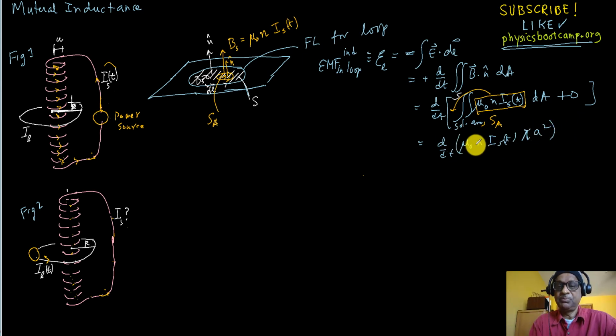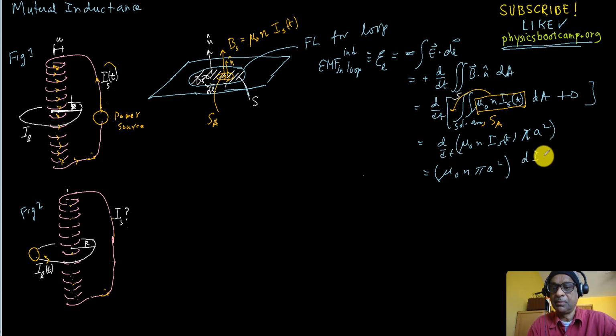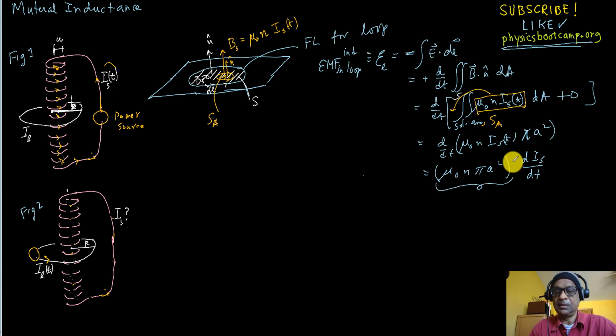So when I work it out, I get mu naught n pi a squared dI_s/dt. So this is the mutual inductance, times dI_s/dt.